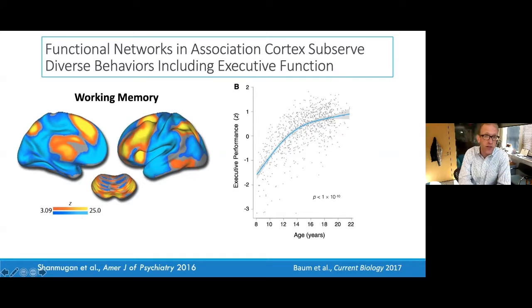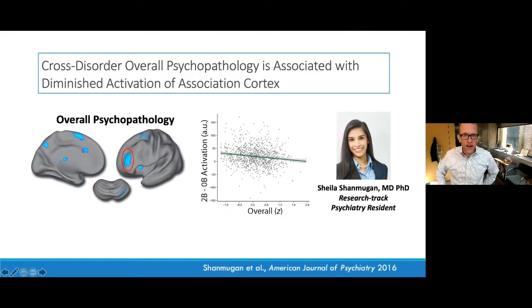And this gets us to another reason we should care about executive function, which is that all the behaviors that get adolescents into trouble, think about things like drug use, violence, risk-taking behaviors, teenage pregnancy, and so on, are associated with deficits of executive function and failures in it. And also as a clinician, I know that nearly every major neuropsychiatric condition is associated with deficits of executive function. For example, a fantastic research track psychiatrist in the lab, Sheila Shanmugam, found that regardless of what a patient's underlying diagnosis was, the overall level of transdiagnostic psychopathology was associated with a reduced ability to recruit association cortex during a working memory task.